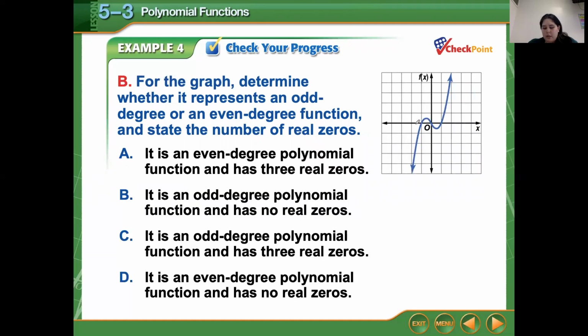All right, go ahead and pause the video to answer this question. All right, so I can see my end behavior is going in opposite directions. So that tells me it is odd. And I see it crosses 1, 2, 3 times. So it has 3 real zeros. So my answer is C.